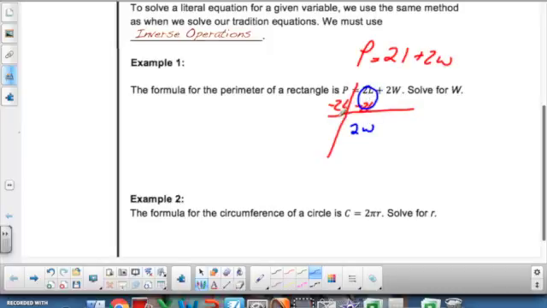Over here, things are a little bit different because remember, in order to be able to add or subtract terms, they have to be like terms. They have to have the same variable and the same exponent. Well, this has a P and that has an L. Those are not like terms, and therefore I can't actually do this subtraction. The best I can do is rewrite it: perimeter minus 2 times the length. That's all I know.